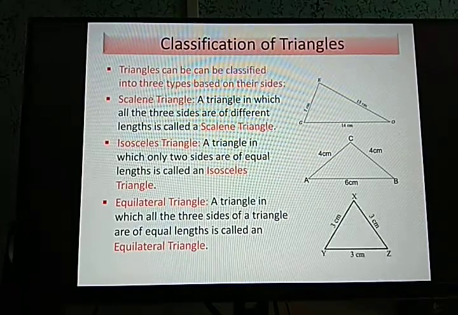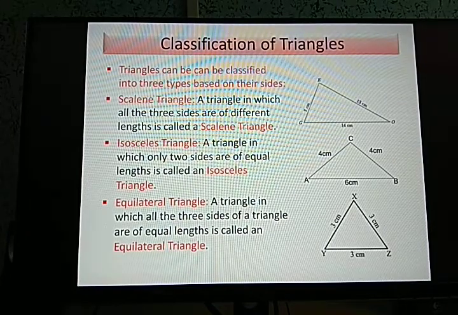So you can see here, triangle XYZ is an equilateral triangle because all the three sides are of the same length. Each of them is 3 centimeters. So we can say XYZ is an equilateral triangle.